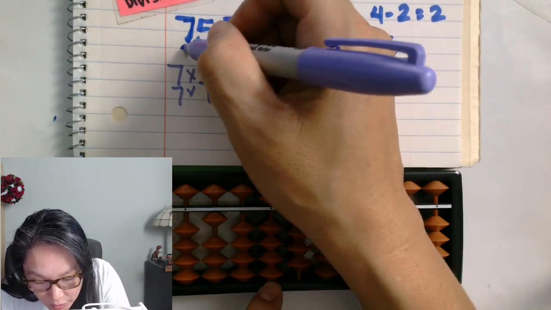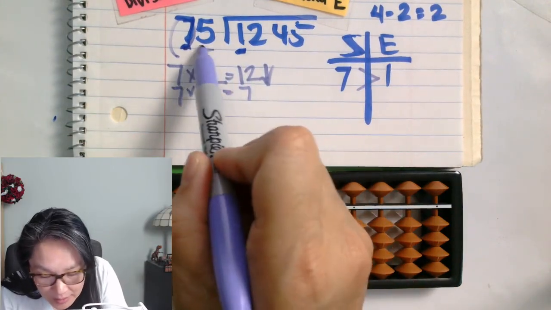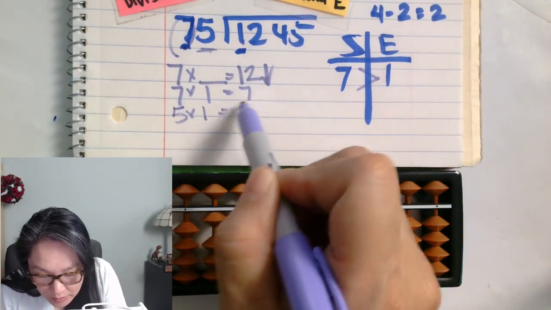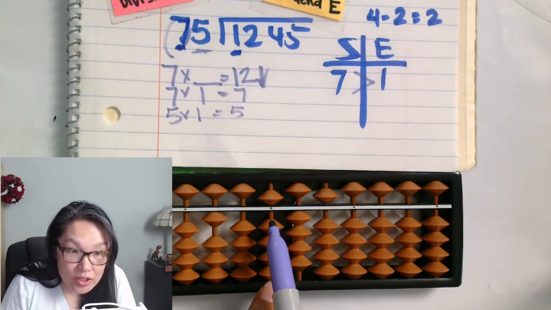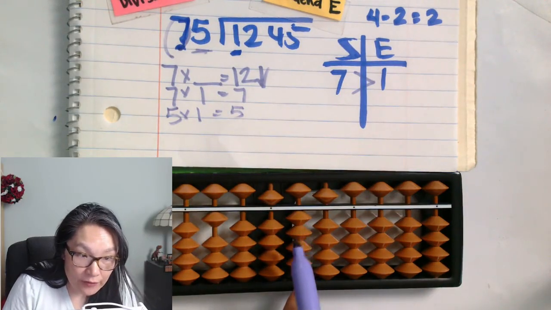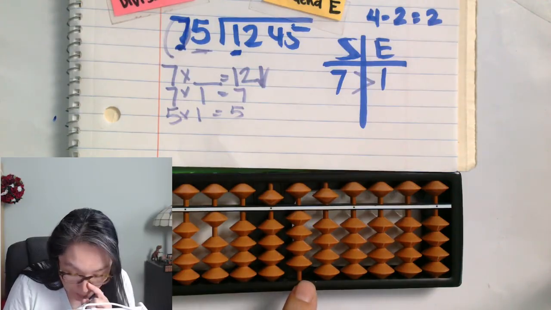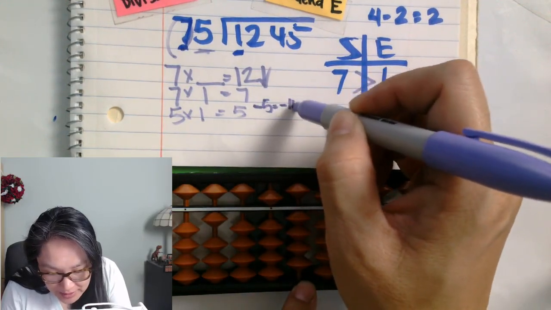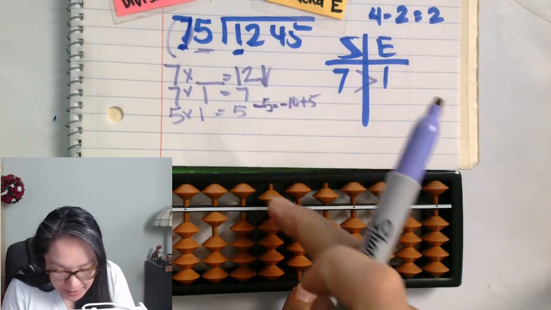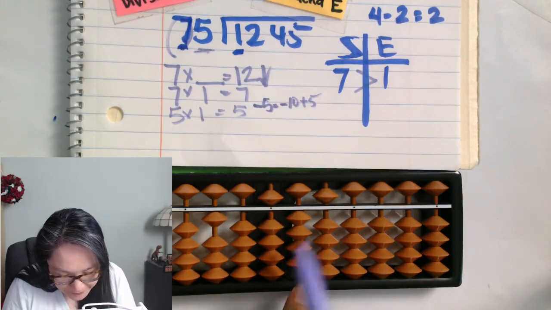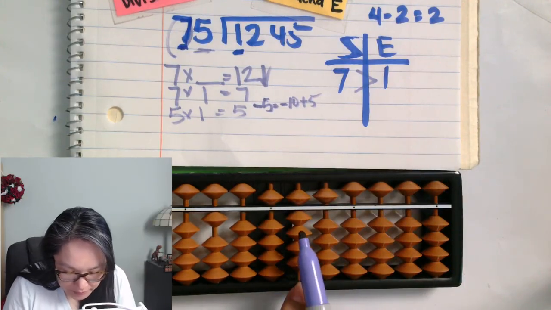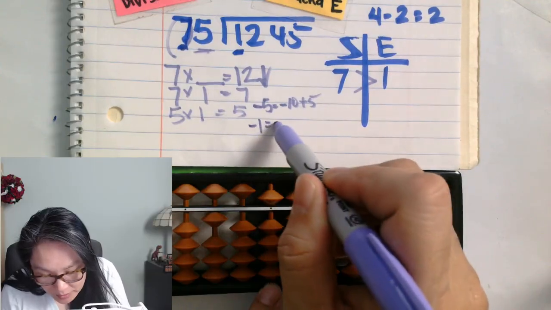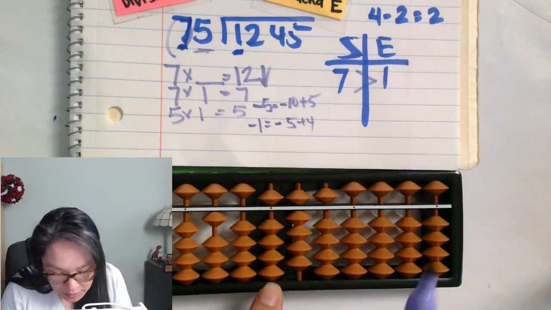Whatever I do to the 7, I have to do the same to the 5. 5 times 1 is equal to 5. 5 is a single digit, so I go back 1 column and I take away 5. Do I have enough? No. What do? Minus the 5 is equal to minus the 10 plus the 5. So I minus the 10 and I plus the 5. So I'm going to add my 5 here. And I need to minus the 10. I cannot minus the 10. What do? Minus the 1 is equal to minus the 5 plus the 4.